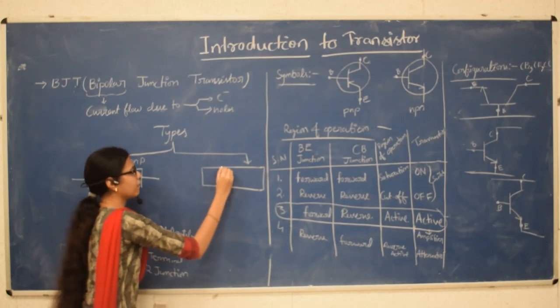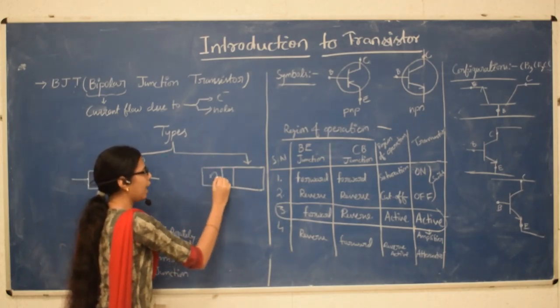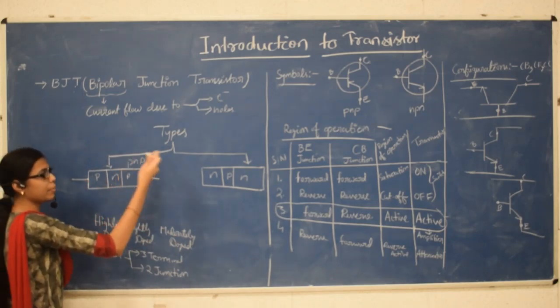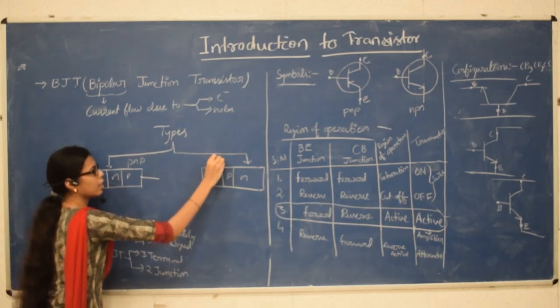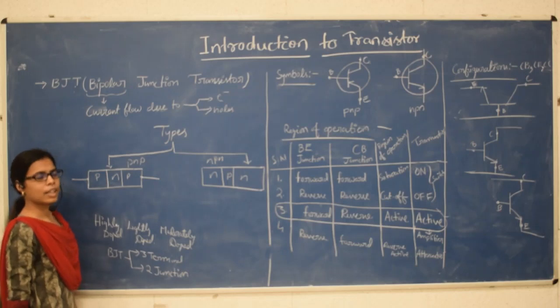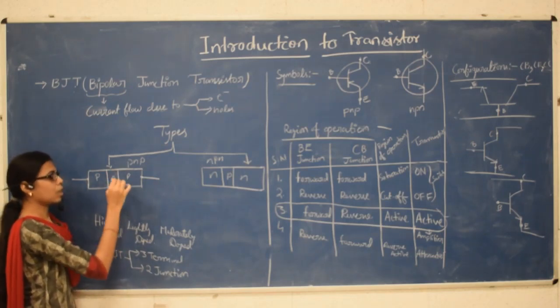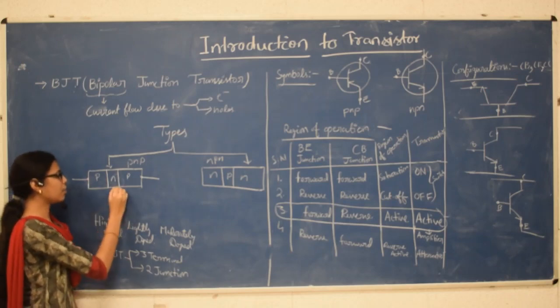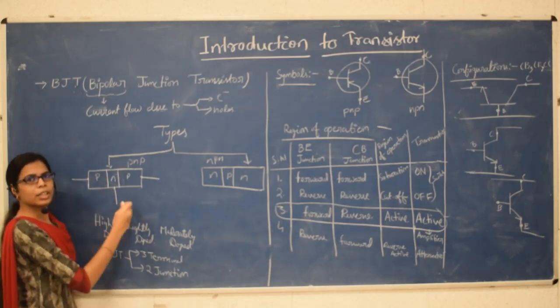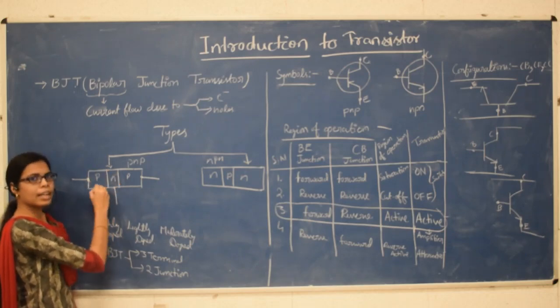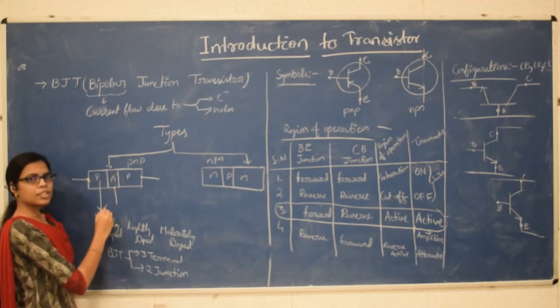Likewise, we also have NPN. So these are the types: one is the PNP transistor and another is the NPN transistor. So if you see here, we will be having a total of 3 terminals. The region that is highly doped, this region is highly doped.